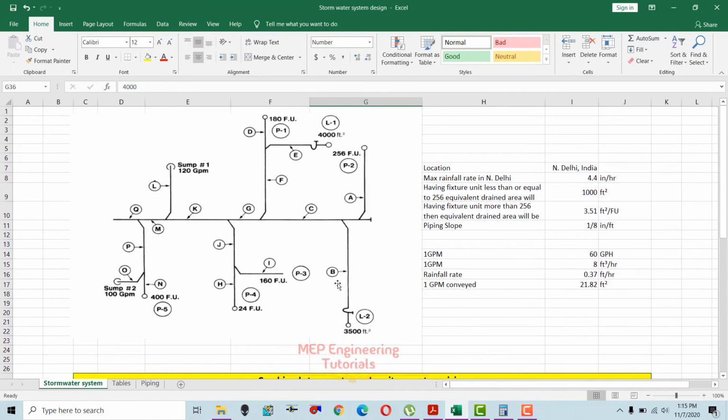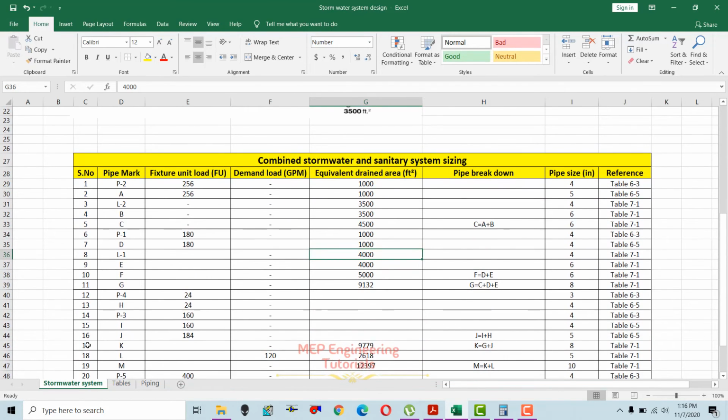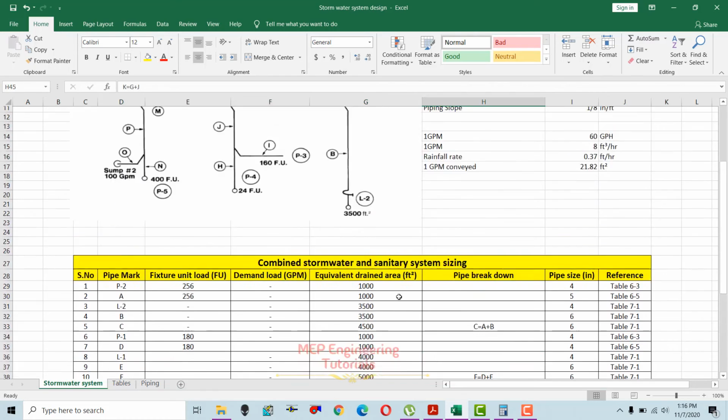In the same way you have to do for the other pipes in here, like 180 fixture units, 4000 square feet, and then at point F it will be the sum of D and E. And then for G, it will be the sum of C plus F. And then the same way you have to do for this P4 stack, then the horizontal run from the stack represented by H, and then the P3 stack, and the horizontal run is represented by I, and then you have J over here, and then at point K it will be the sum of G plus J.